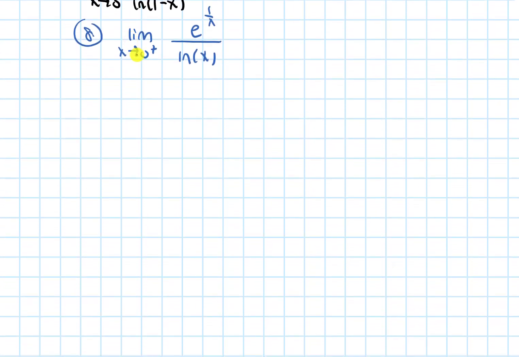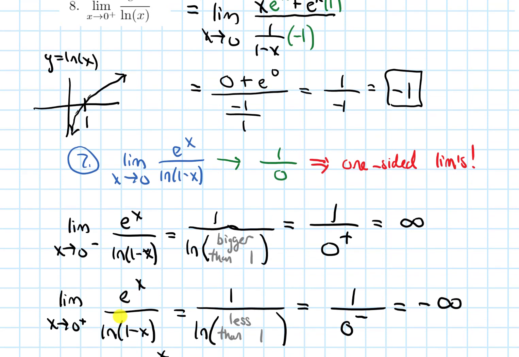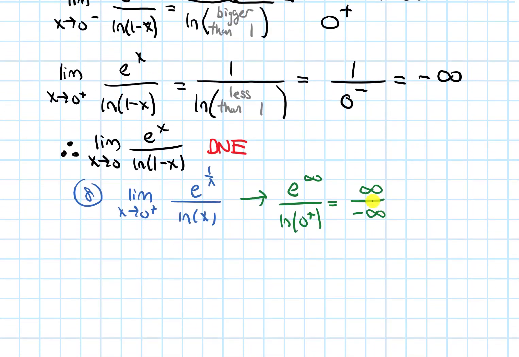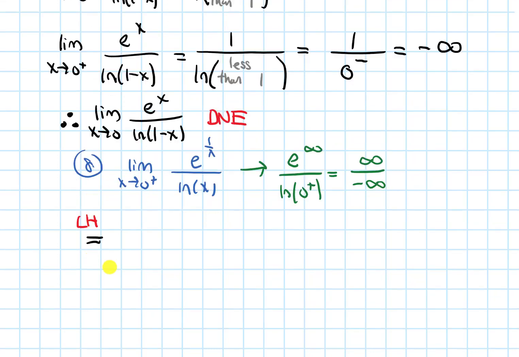All right, so we have the limit as x approaches 0 from the right of e to the 1 over x over ln of x. Let's plug in. If I do that, we'll get e to the infinity over ln of 0 with a little plus sign. So this is infinity on the top. And on the bottom, I'll get negative infinity. Okay, because ln of 0 with a little plus sign, we're letting the input get close to 0, but from the right. As that happens, the outputs go to negative infinity. And this is a form I can do L'Hopital's on. So we will write equals LH. We're going to do L'Hopital's.